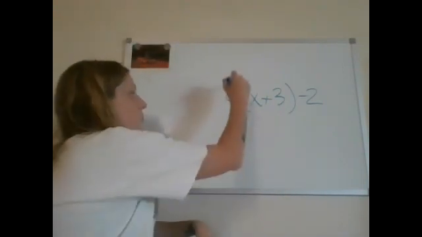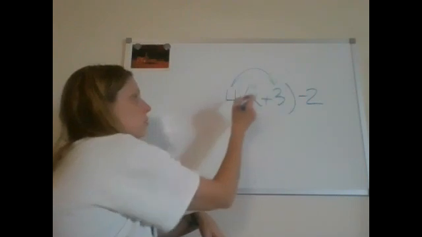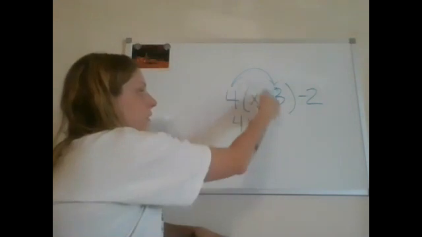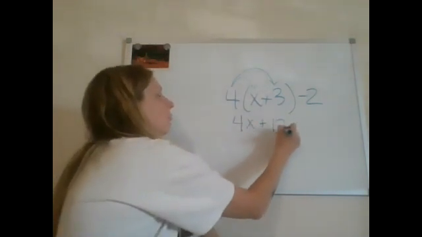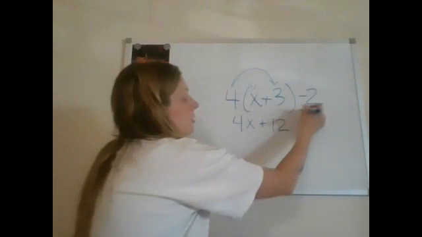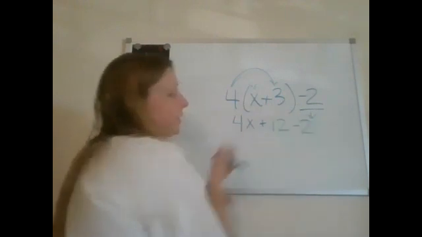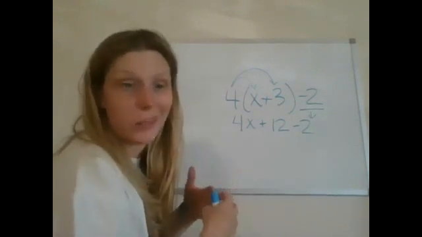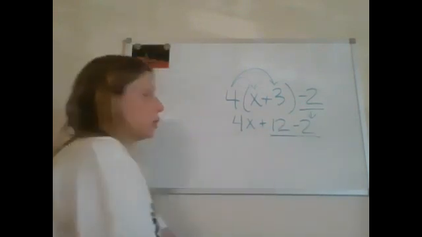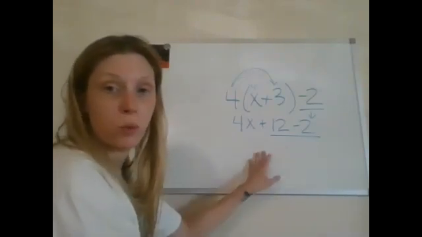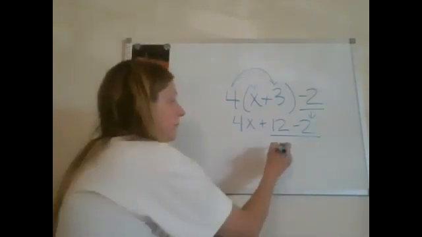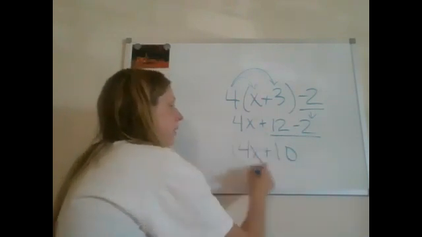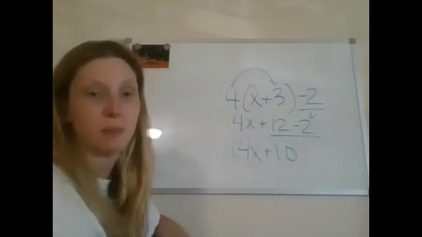So the first thing we do, multiply 4 into both variables. 4 times x is 4x. 4 times 3 is 12. Okay, then we take this right here, we bring it down, minus 2. Okay, so now that we've done that, now we can combine like terms. The only two terms that we have are these two numbers right here. So we have 12 minus 2. 12 minus 2 is 10. And now we just bring down this 4x, and we get our final answer, 4x plus 10.